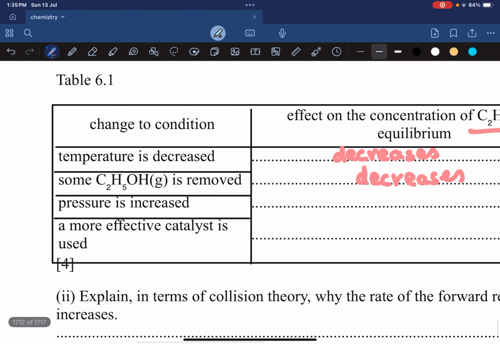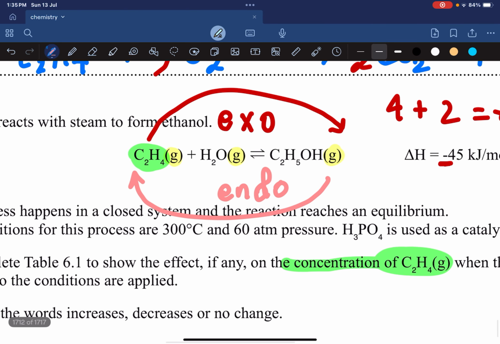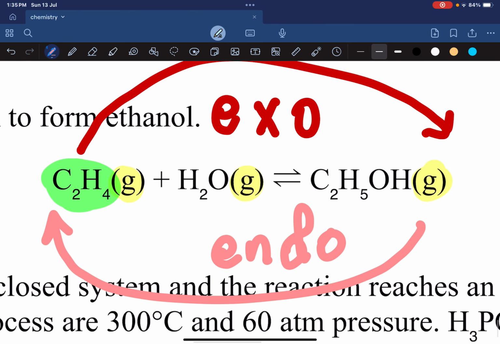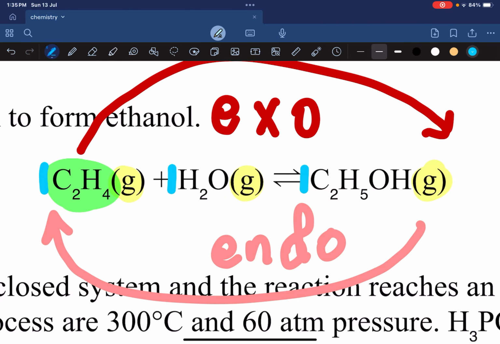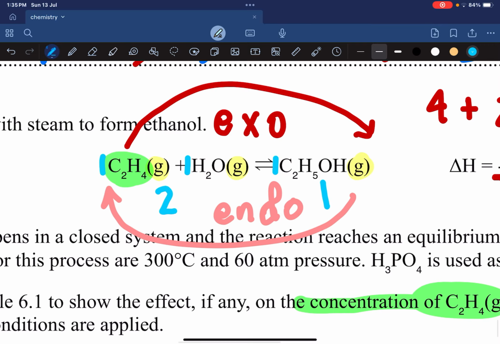Pressure is increased. Okay, let's see. When we're dealing with pressure, we have to look at the moles of the gases. So we have 1 mole of gas of C2H4, we have 1 mole of H2O, and we have 1 mole of ethanol, and all of them are gases. So this means a total on this side, how many moles do we have? We have a total of 2 moles of gases on this side and 1 mole of gases on this side. That's not debatable, that's pretty obvious.